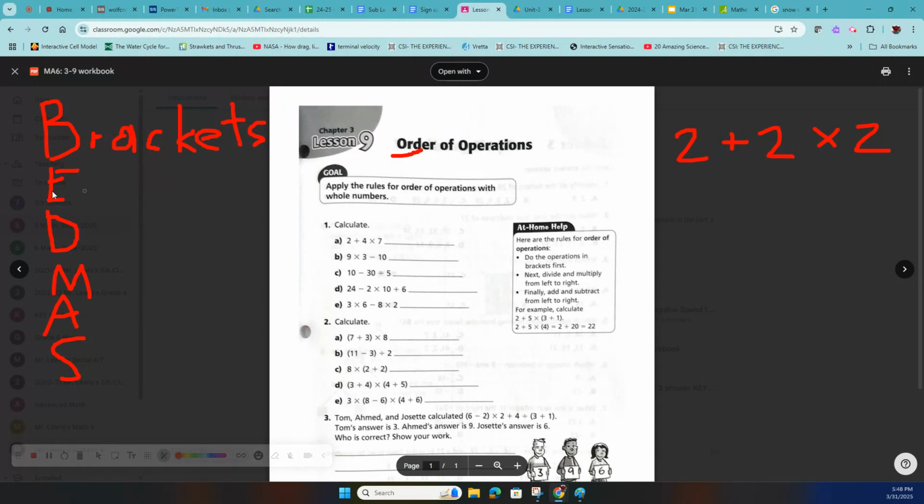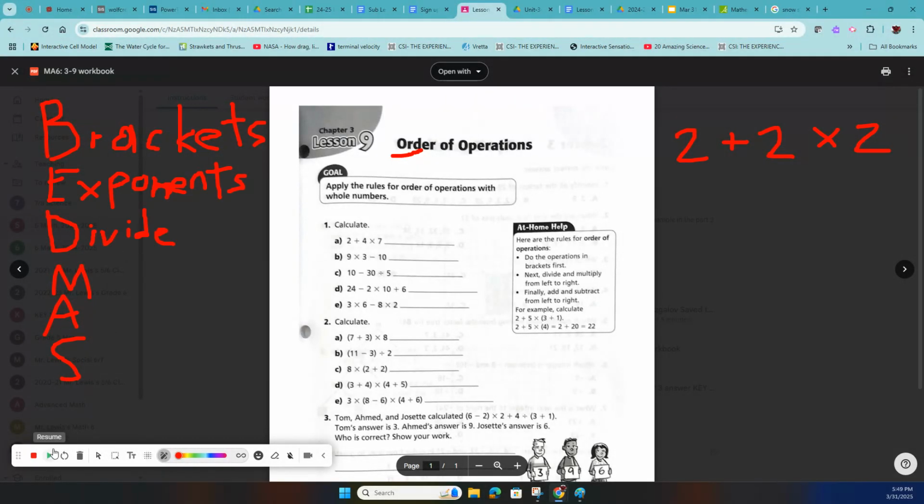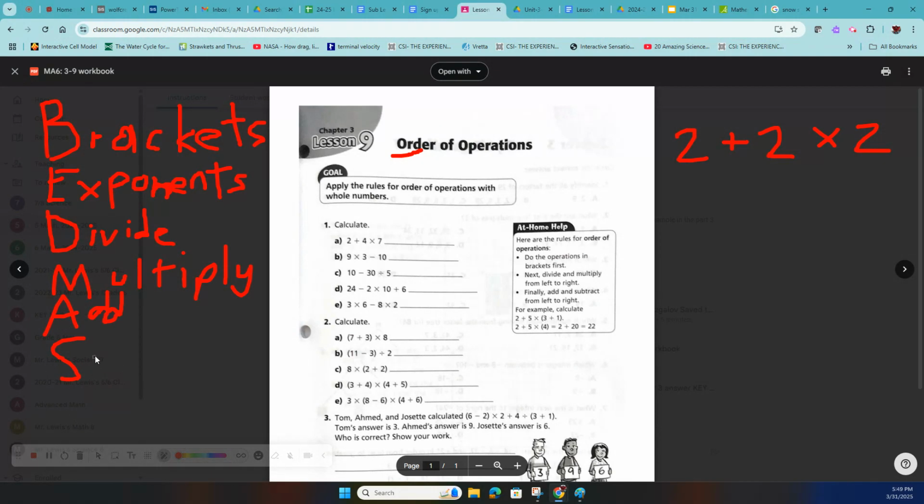The second one is E for exponents. Next one is D for division. M for multiplication. A for addition. And S for subtract or subtraction. Okay. Now, what the heck does this all mean? I mean, cool. We've got an order of operations, but what does this actually mean?